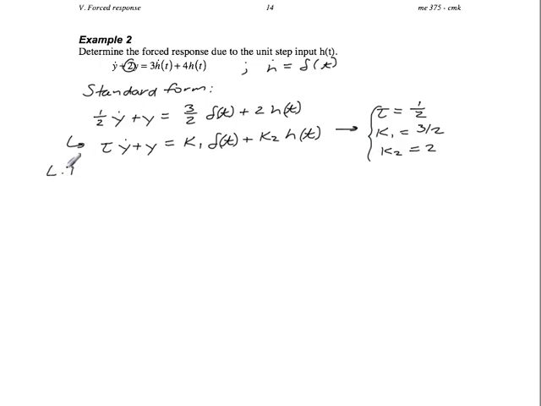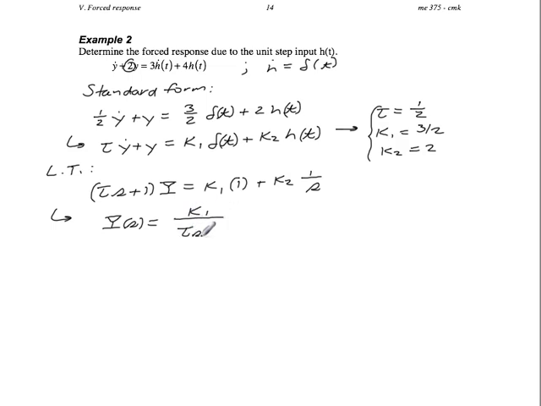So when I take the Laplace transform of this, again using zero initial conditions because we're looking for forced response, I get tau s plus 1 times y. Right hand side I got k1 times the Laplace transform of delta, that's 1, plus k2, the Laplace transform of the step function, which is 1 over s. So therefore our transform response y is equal to k1 divided by tau s plus 1, plus k2 over s times tau s plus 1.